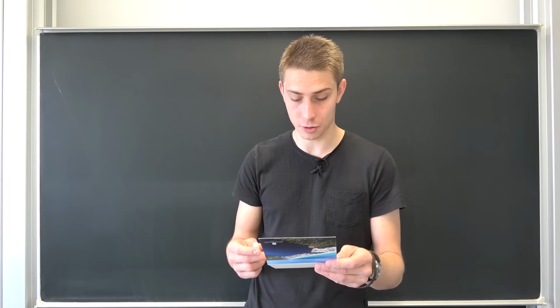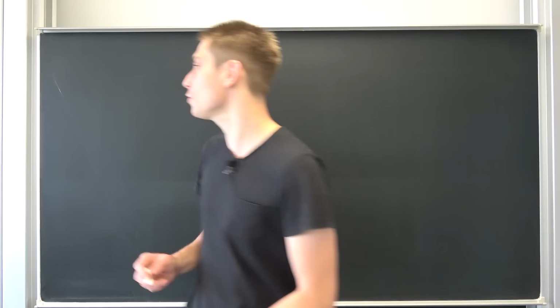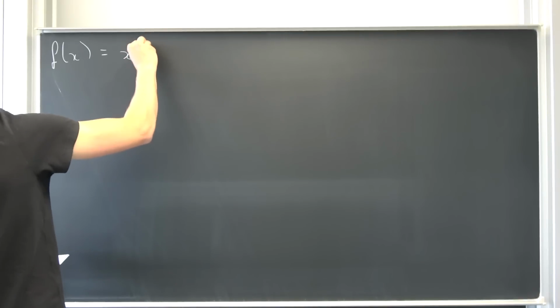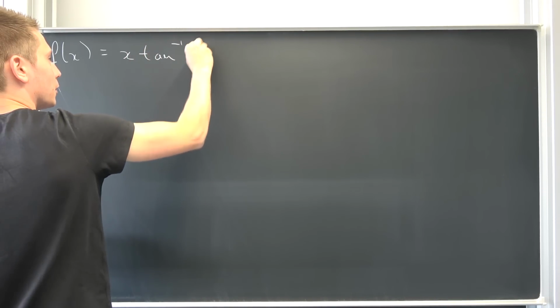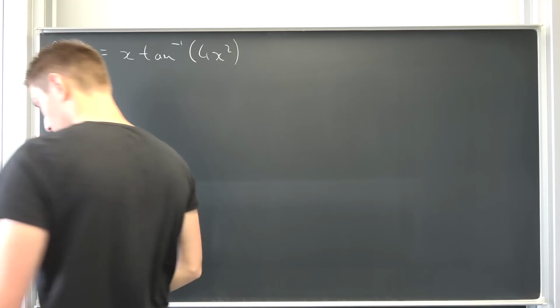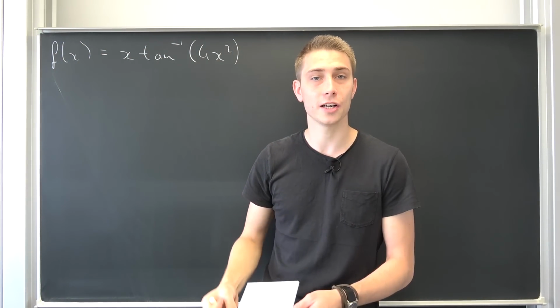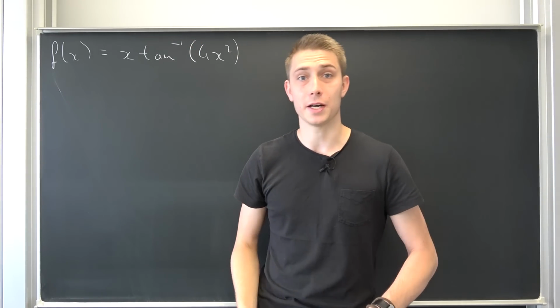Find the power series representation for the function and determine the radius of convergence of f of x being equal to x times the inverse tangent of 4 times x squared. Sincerely, Tucker A. Dot. I thank you very much.